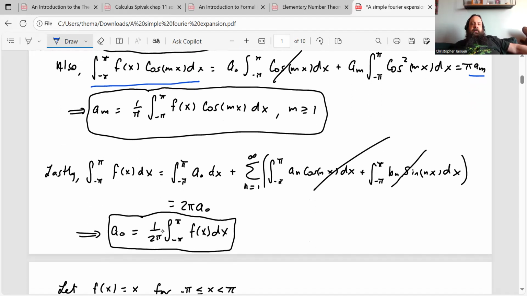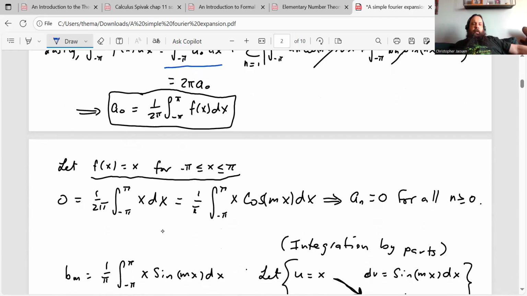And lastly, to find the a0, again, you integrate both sides of the equation of the Fourier series over the interval from negative pi to pi, and then you end up with 2 pi a0 when you do that, because the only integral that survives is this one. All of these end up going to 0, and then you just divide by 2 pi, and that gives you a0 equals this formula here. So now we know how to find the coefficients for the Fourier series for a function. And we want to do that here for f of x equals x.